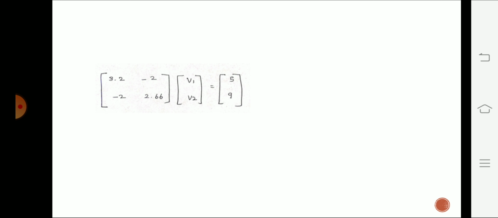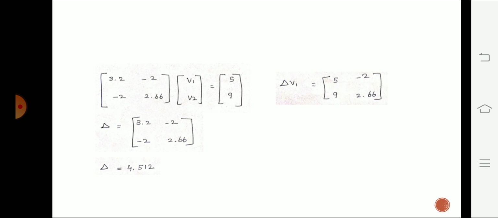So substitute the value in the matrix. First we find the del value. The del value is 4.512. Next we find the del V1. Here the del V1 value is 31.3. In this we find the V1 value. The formula for V1 is del V1 divided by del. The answer for V1 we find.